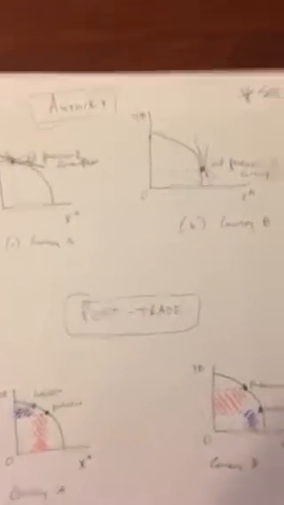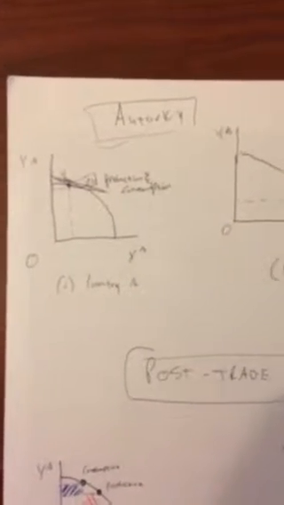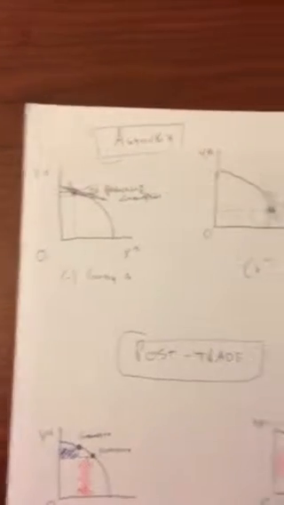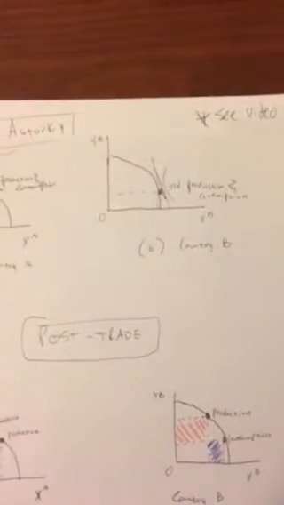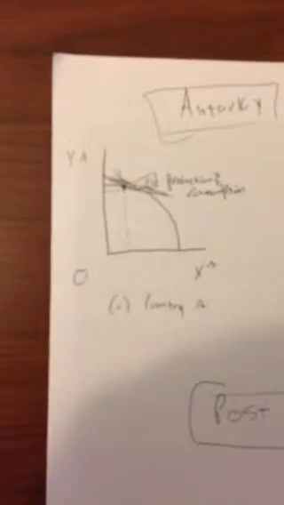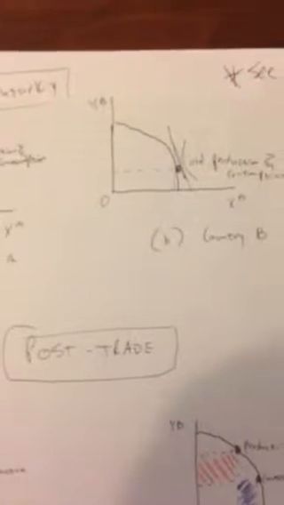Okay, so I'm going to try to explain my little doodle as best as I can. So these top two are basically a duplication of what was the given information of country A and country B without trade. So this is before trade, and so country A, they consume a little bit more of good Y than they do good X, and country B is just the opposite.